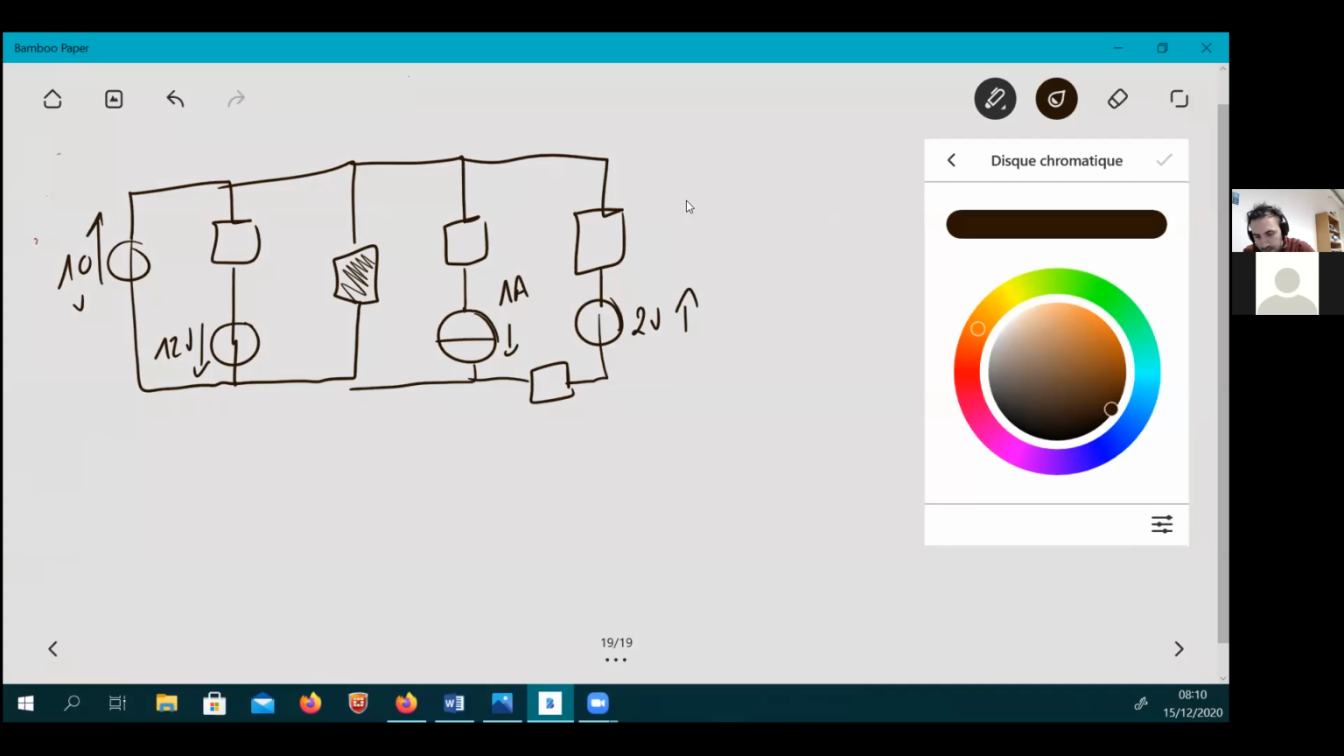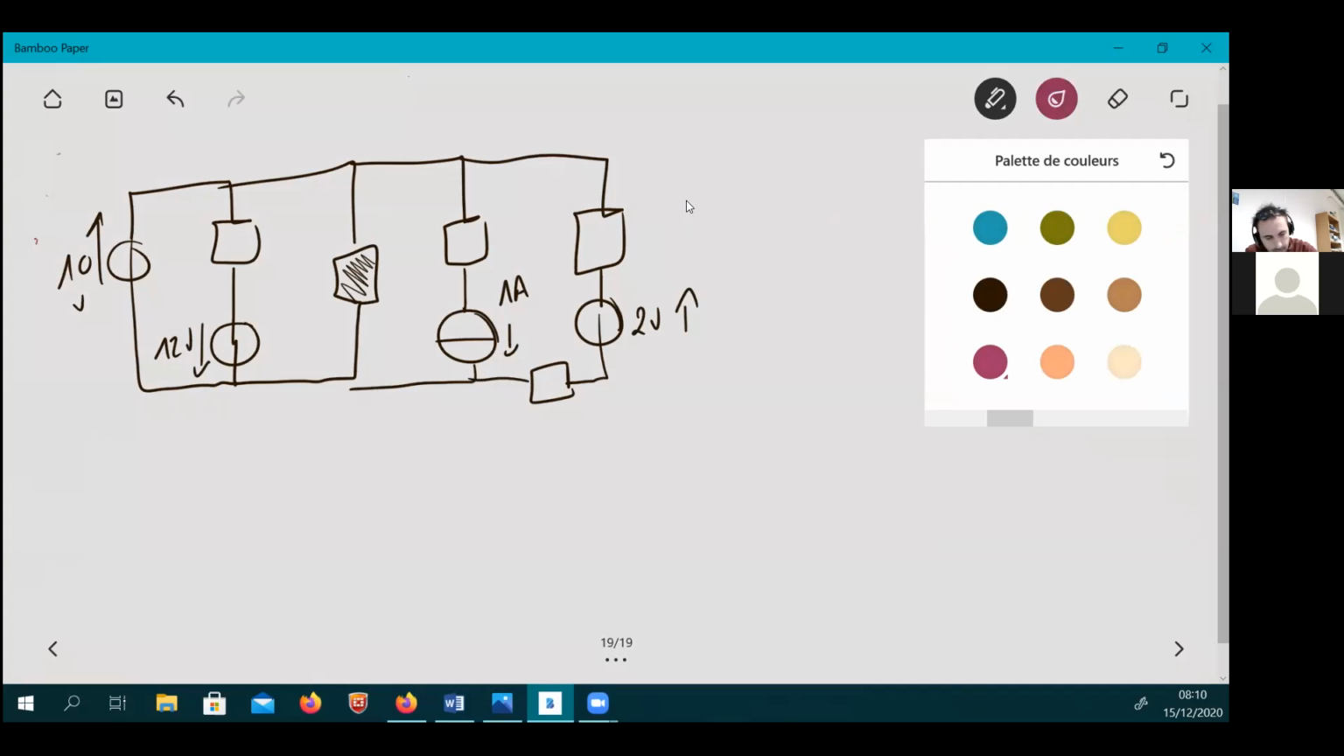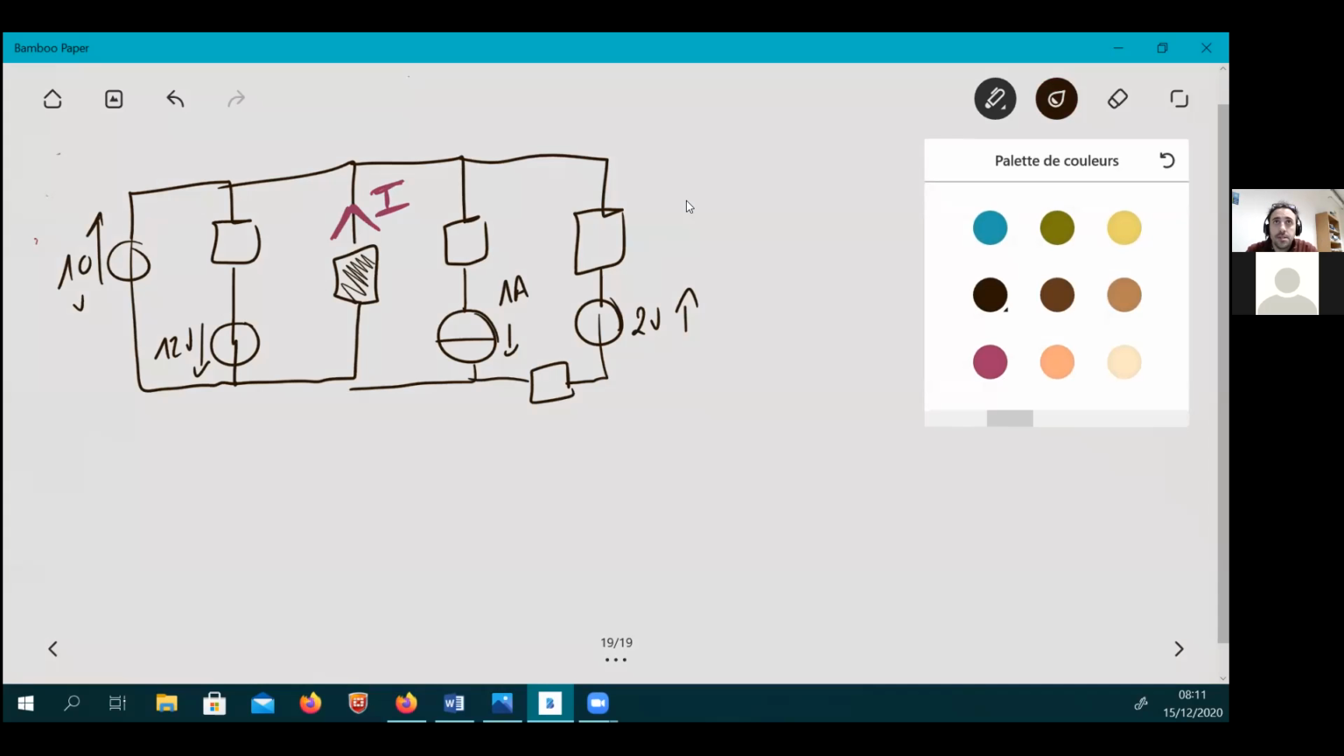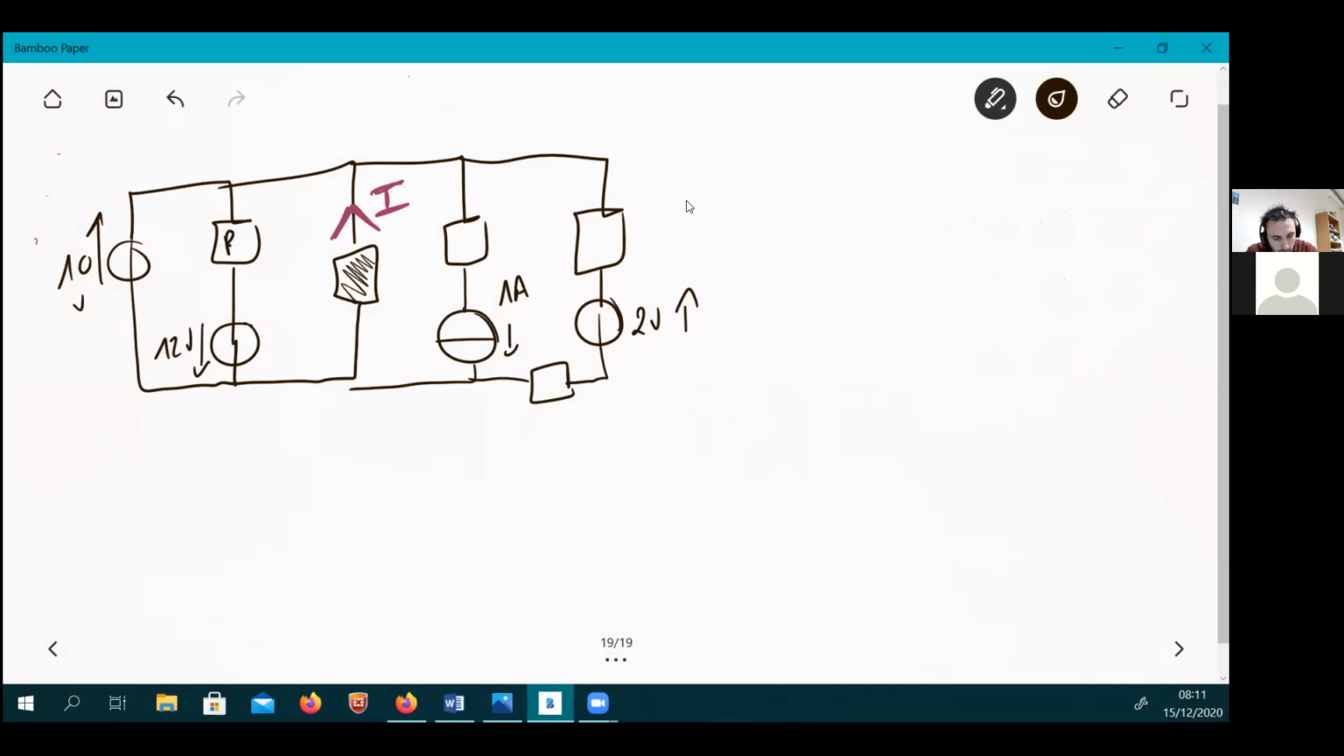So let's put a bit of color and call the current here I. And you know that all the resistors equal 1 ohm, so they are all R, and R equals 1 ohm, correct? So the idea is to find this current here. To get this current, you have a few options.